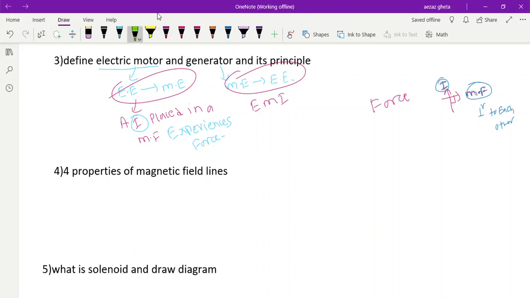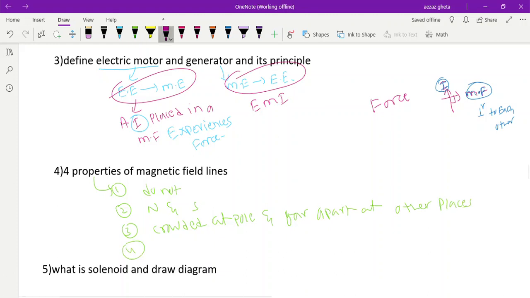Next, write the four properties of magnetic field lines. That is very easy. They do not intersect each other. These magnetic field lines arise from the north pole and merge into the south pole. They are crowded at the poles and far apart at other places. Fourth one, what will you say? Inside the magnet, the direction of the magnetic field line is from south to north.